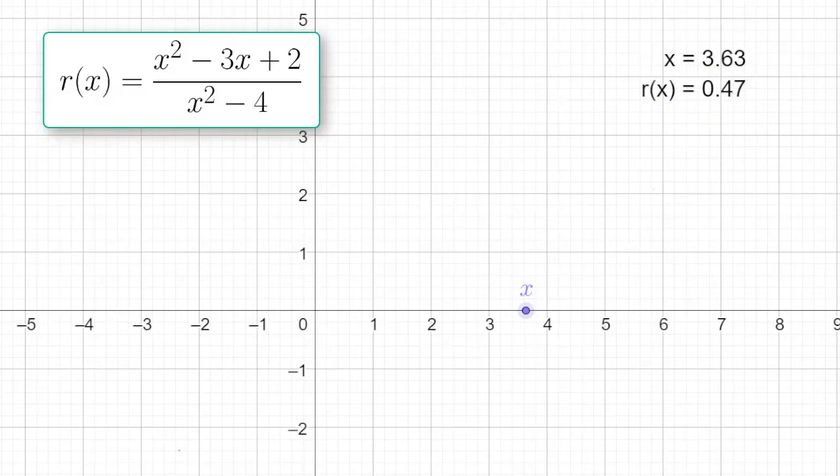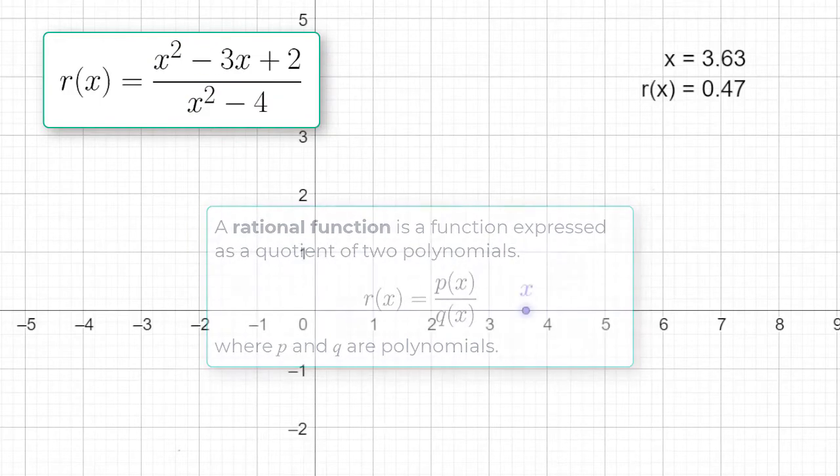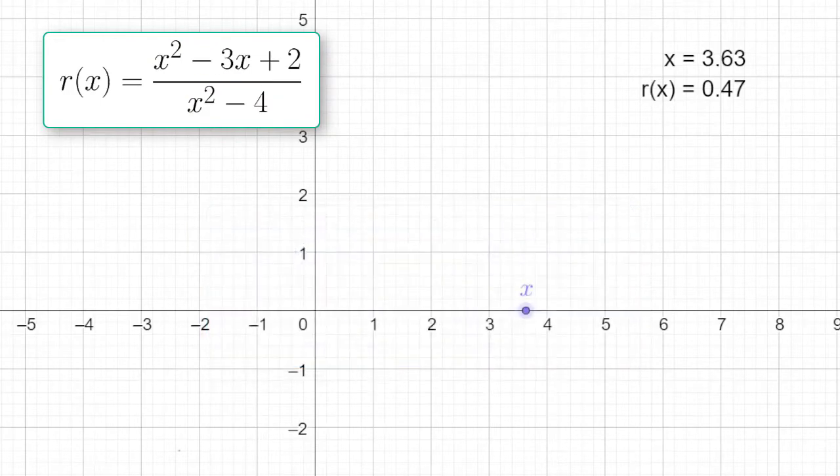Why is it a rational function? Well, it's because it's a ratio of two polynomials. Notice the numerator is a polynomial and the denominator is a polynomial. That makes it a rational function. Now what I want to do is explore the values of this rational function.